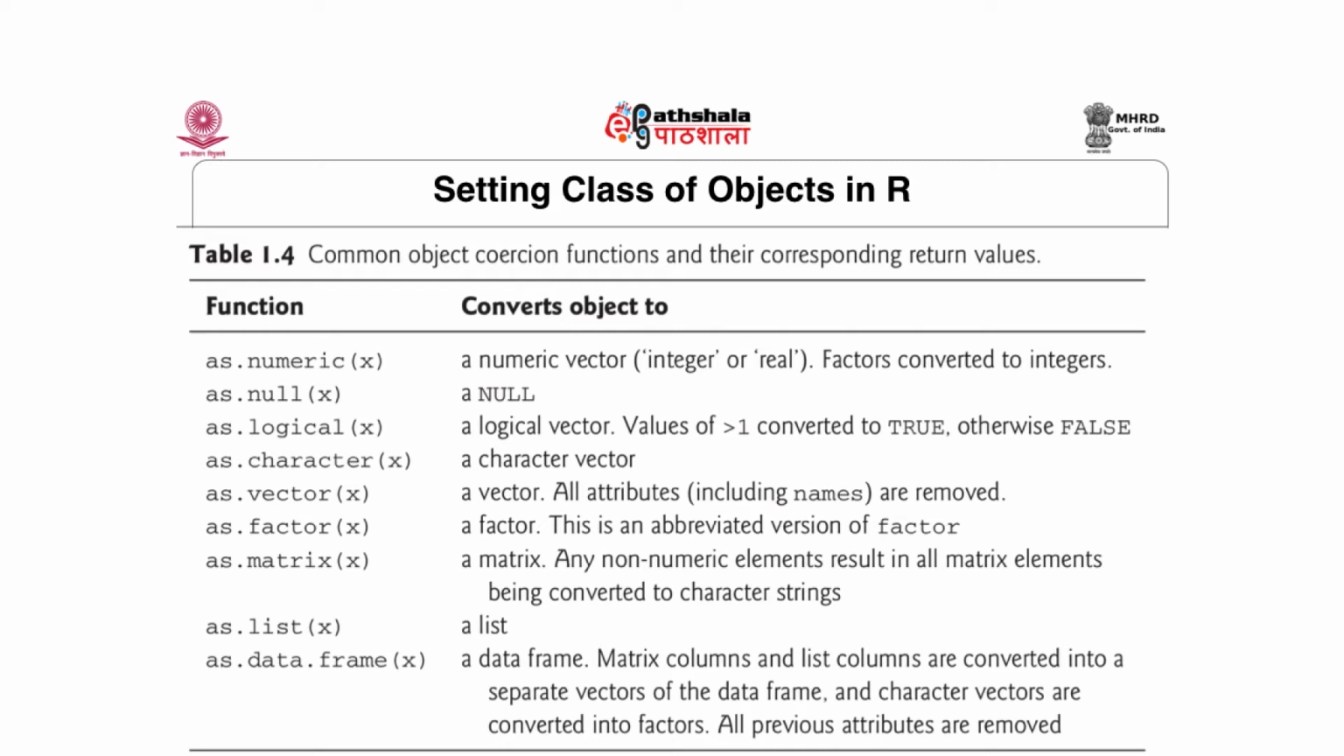Very useful is if you take a matrix, we'll learn about matrices in a second, and then convert that into a data frame. You can say as.data.frame, and then within parentheses put the name of that particular object. When you do this, you can set any matrix in the form of a data frame. So these are really very useful ways in which you can convert one object to another.